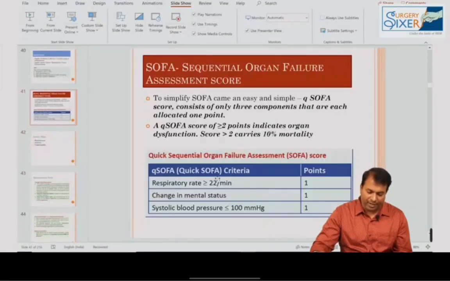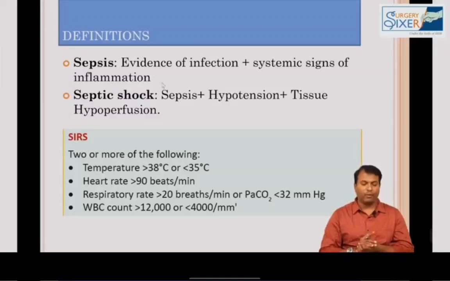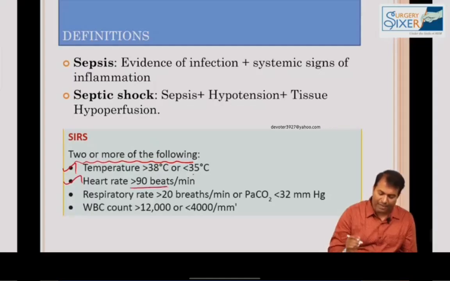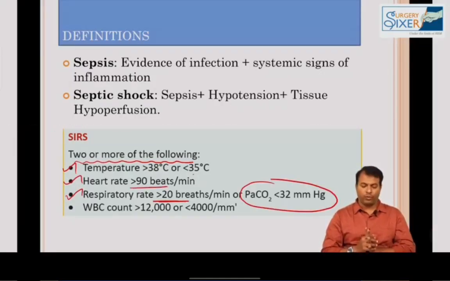SIRS definition is this. Please don't forget this slide. Two or more of the following is defined as SIRS. Temperature less than 35 degrees centigrade or more than 38 degrees centigrade. Heart rate more than 90 beats. Respiratory rate increased more than 20, or the partial pressure of carbon dioxide less than 32, or when the leukocyte count is more than 12,000 or less than 4,000 is known as SIRS.